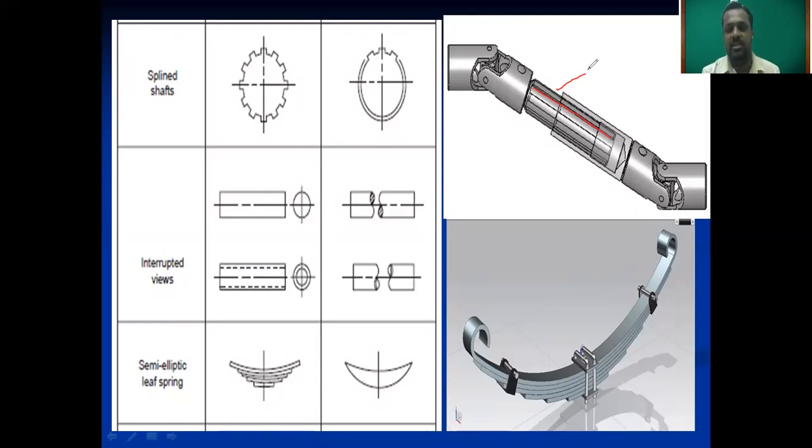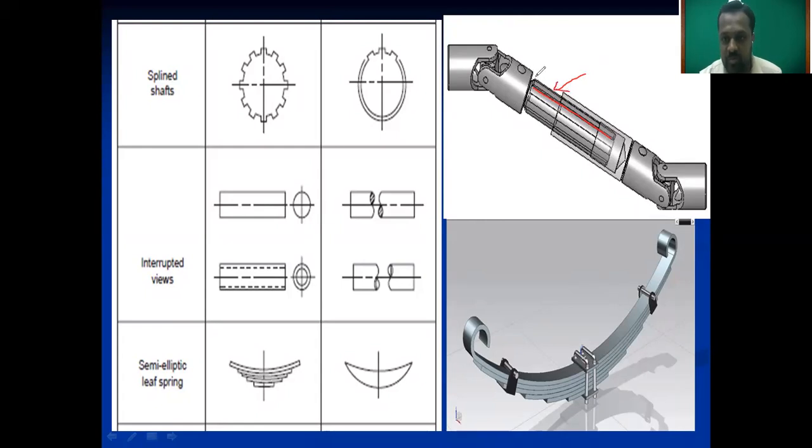Now see, it is called the propeller shaft. Generally we use the spline shaft in the propeller shaft in an automobile. Automobile मध्ये जो propeller shaft आपण वापरतो to transmit the power from the gearbox to the differential gearbox. In between the gearbox and the differential gearbox, we use the propeller shaft for transmitting the power, and in that propeller shaft we are using this spline shaft.